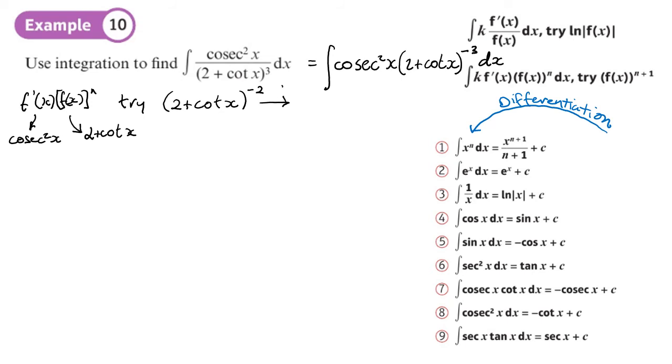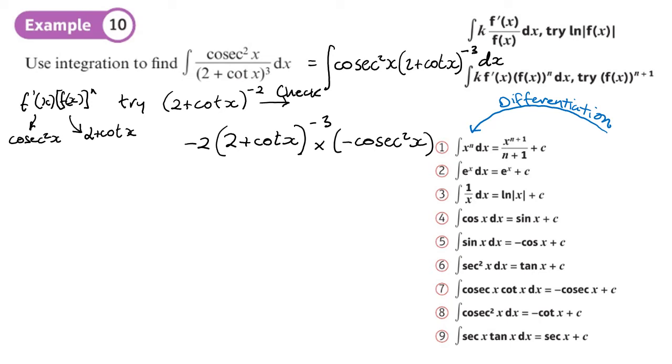We need to check how good our try is, and the way that we check it is we do the chain rule. So let's do it down here where we got a bit more space. You differentiate the outside, so you've got negative 2, negative 3. The inside doesn't change. Then you need to multiply by the inside differentiated. Now cot differentiated is going to be negative cosec squared. So we need to times by negative cosec squared x.